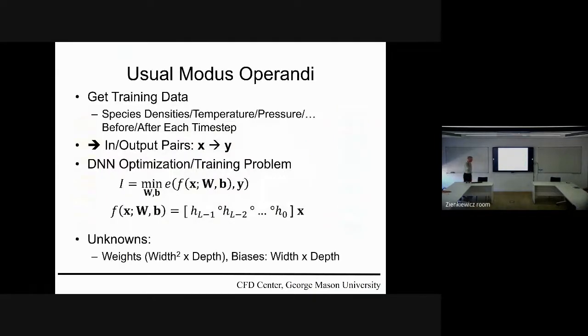Okay. So we need to get training data for this. And so what we did is we ran a lot of cases with the exact chemistry, 0D cases, and we get the input and output pairs, so X to Z. This is what happens before the time step. This is what I get after the time step. And then you try to train the neural net by minimizing the error that you have between the input and output pairs based on the weights and biases that you have in the neural net. So your weights are the width squared times the depth, and then the biases are the width times the depth.